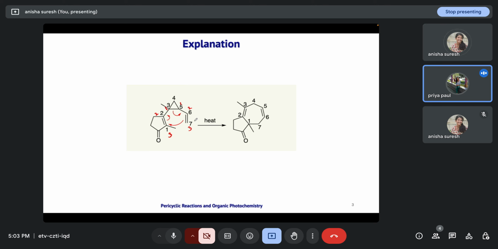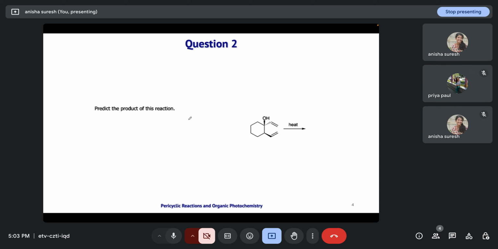Yes, clear. Okay, now coming to question number 2. Predict the product of this reaction. From seeing this substrate, it is obvious that it will undergo a 3,3 sigmatropic rearrangement, like 3, 2, 1, 1, 2, 3. So how will the reaction take place? Please try to work it out.